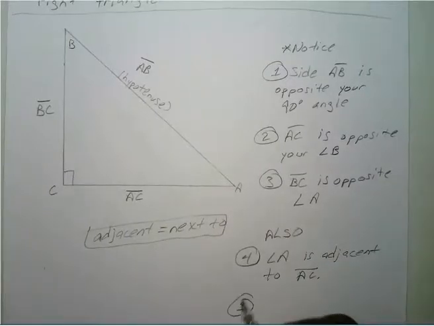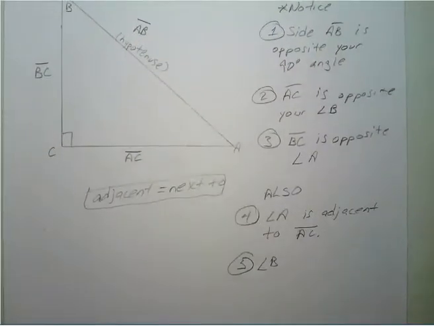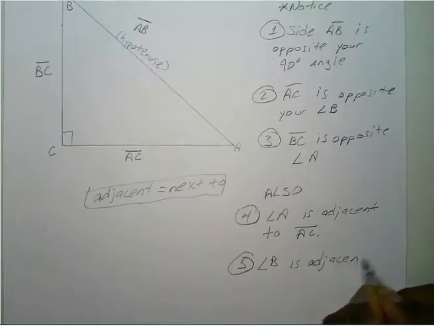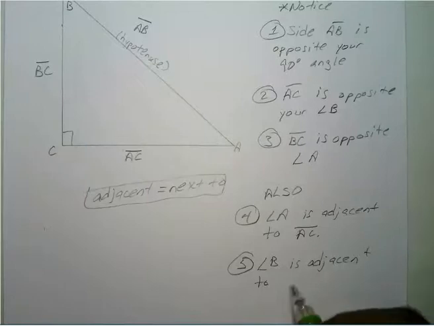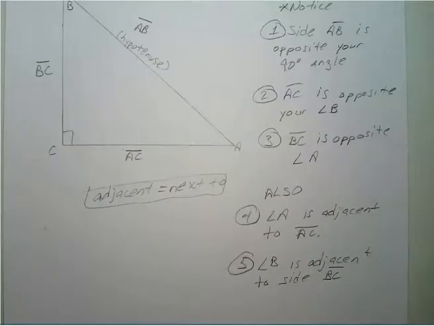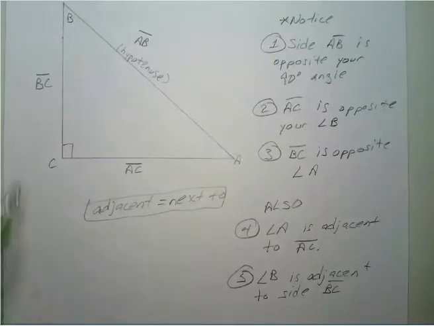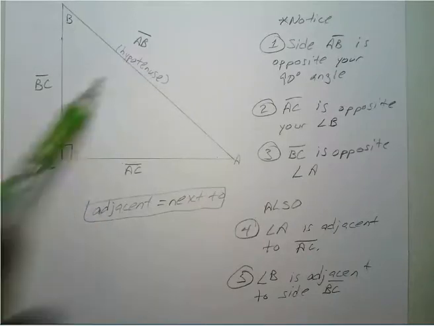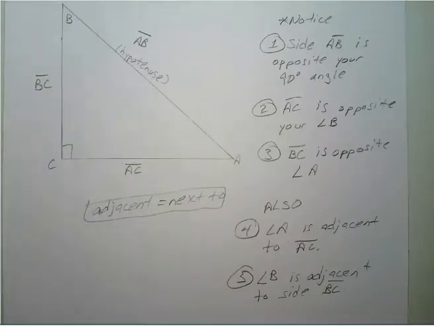And the fifth thing we're going to notice is that angle B is adjacent to side BC. And again, angle B is also next to the hypotenuse, but we're only looking for the side. If it's the hypotenuse, it's not considered an adjacent side. Just the legs are considered adjacent sides.